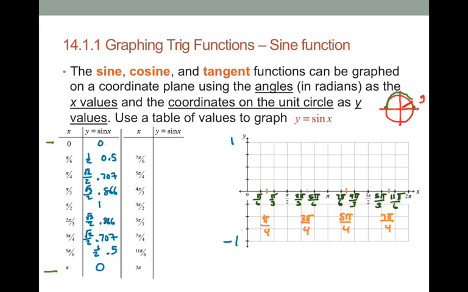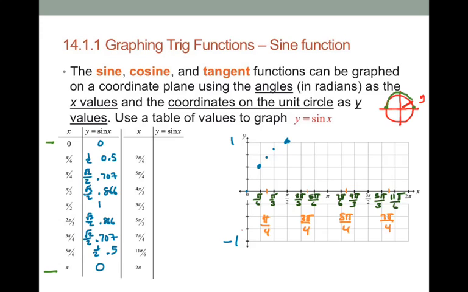So I'm going to go 0, 0 is going to be my first point, and then I'm going to go over to pi over 6, and it's going to go up 1/2, and then I'm going to go pi over 4, and that's going to go up 0.707, then I'm going to go pi over 3, 0.866, and then pi over 2 up to 1. So I worked my way up to the top.